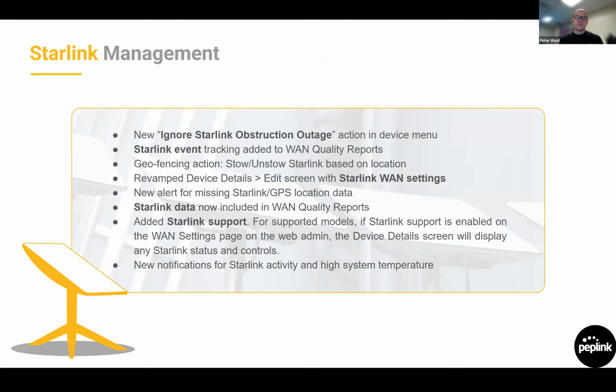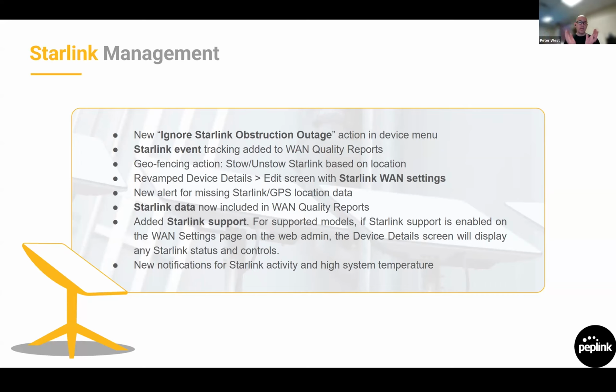The next thing is Starlink management improvements inside InControl. Now we've added ignore Starlink obstruction outage in the action device menu. This is the ability to add this in bulk for Starlink WANs. In 8.5.1, I believe, firmware, or 8.5.2, we added ignore Starlink obstruction outage. Basically, you'd have these tiny micro outages where the Starlink would go down for a second and then come back up because the Starlink had an obstruction outage.